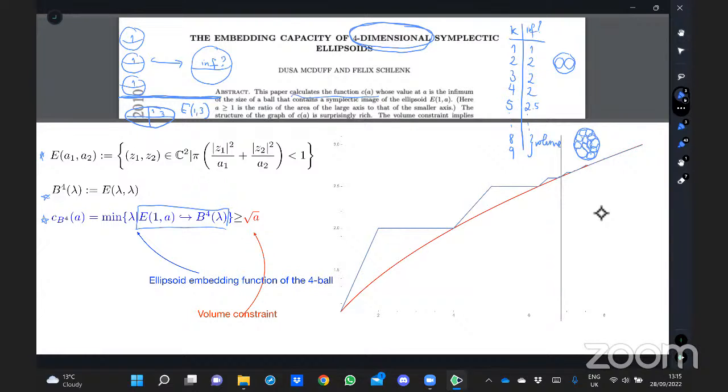This volume constraint here is what I was saying about the very flexible behavior that is happening at the end when you get to 8 and 9. There's always a constraint, which is you can only fit as many balls or as big an ellipsoid, or alternatively, your ball has to be big enough to contain the whole volume, because any symplectic embedding is volume preserving. In this case, that volume constraint is given by the function square root of a.